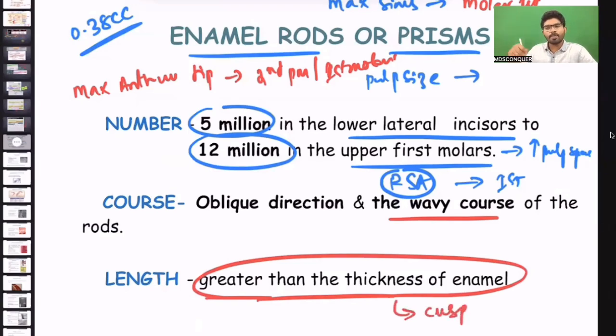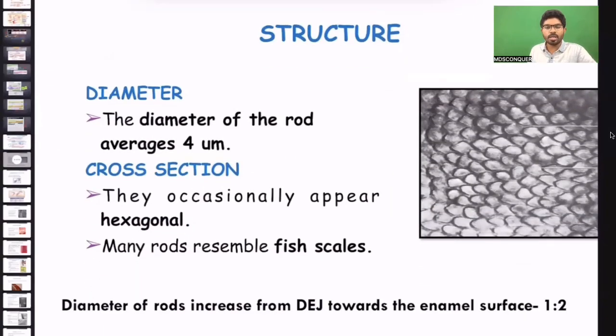Okay. So what is the shape of your dentinal tubule? These are oblique. Dentinal tubules? Yes, dentinal tubules are S-shaped. Very good. Okay, then coming to the structure, the diameter of the rod is 4 micrometers. It is hexagonal, irregular, fish-shaped.